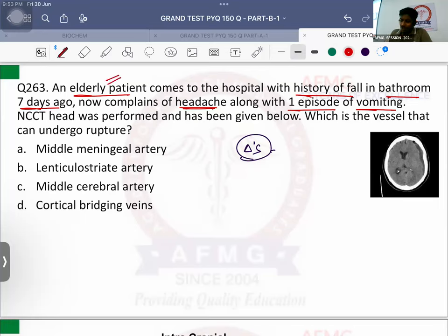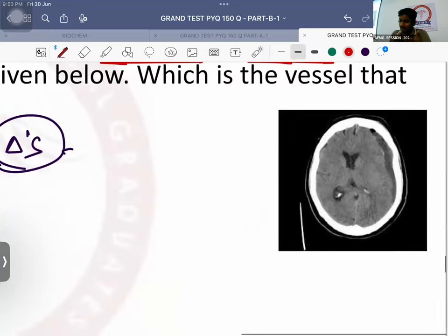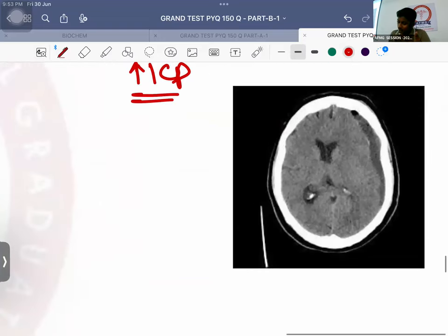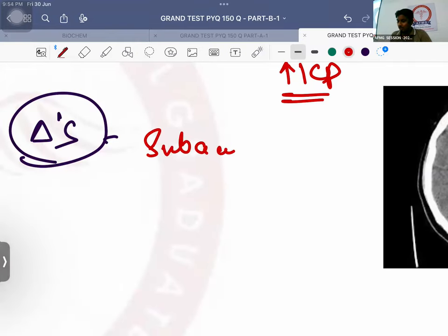So, elderly patient, usually the intracranial hemorrhages occur in elderly patients, with history of fall in the bathroom, that is a trivial trauma, and patient presents late to us, not immediately after the episode, and there is headache with vomiting. These are features of raised ICP, and showing which kind of appearance? Concavo-convex appearance. You will say, sir, this is black, hemorrhage should be white. Only intracranial hemorrhage which can have a subacute or a chronic course is SDH. So it is a case of subacute SDH because between 1 to 21 days, it is subacute SDH. After 21 days, it is a case of chronic SDH. At first it looks white, but later it also becomes black. So it is a case of subacute SDH.